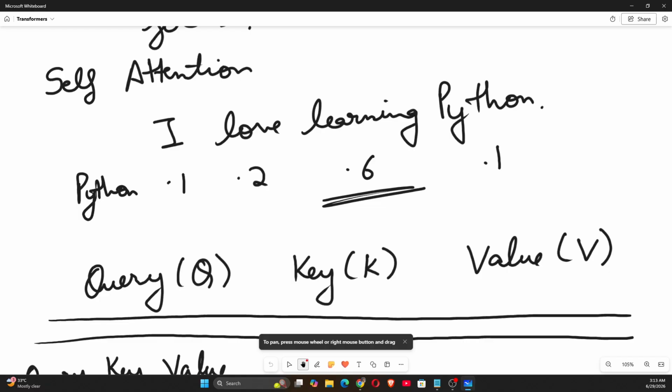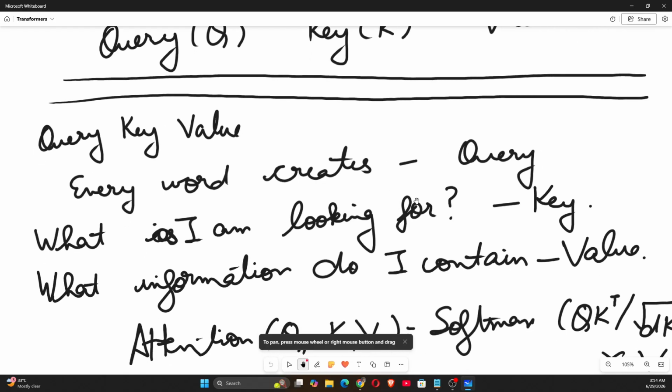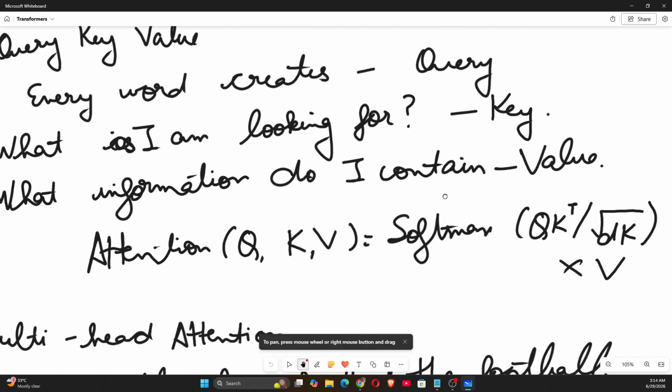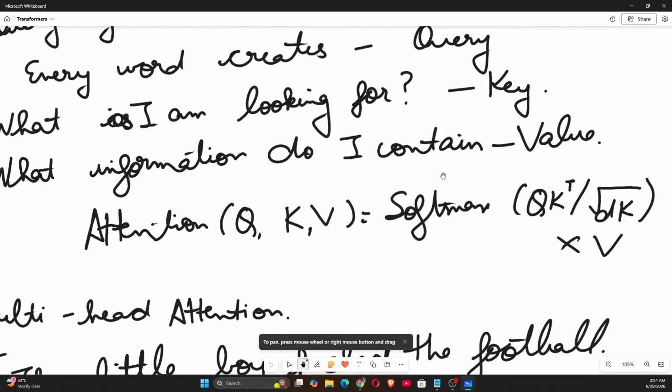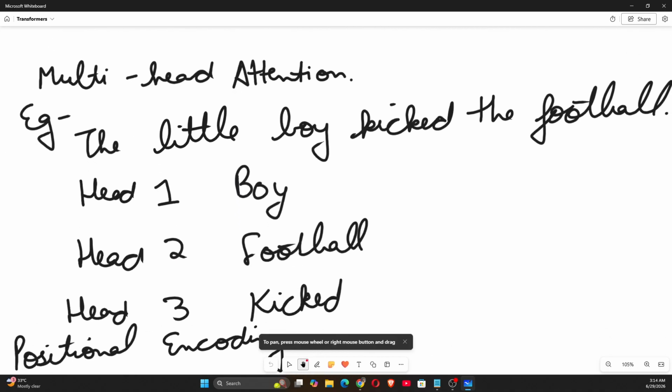Next, every word creates query, key, and value vectors. This is very important, and you can say the query, key, value is the most important section in the transformer. Example, you have a Google search. Every word creates a query, what I am looking for. The key is what information I contain. The value is the actual information. And here I have also written the formula for attention.